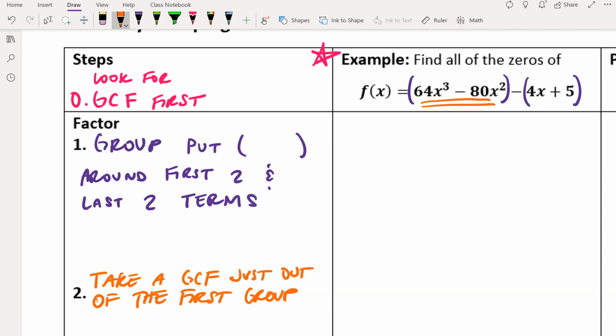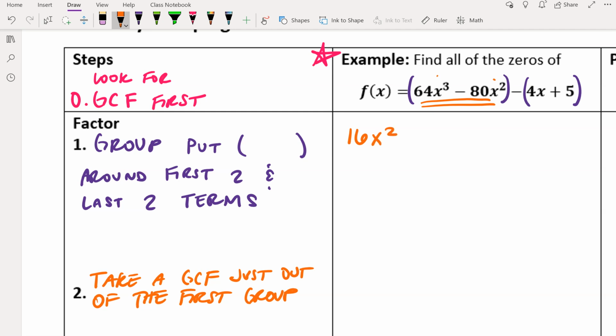So what can divide into both 64 and 80? These are big numbers. I'm going to let y'all know. The GCF is 16. 16 can go into both 64 and 80. And how many x's do they have in common? You remember when you're taking a GCF, you take the smallest number of x's away. So you're going to take 2, because 64 has x cubed, and 80 has x squared. You're going to have to take just the smallest number of x's away.